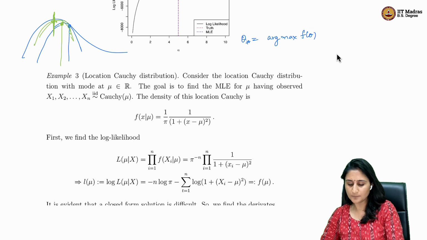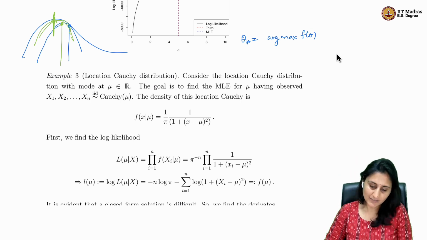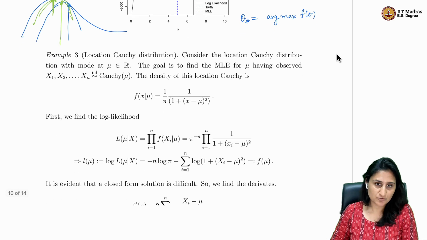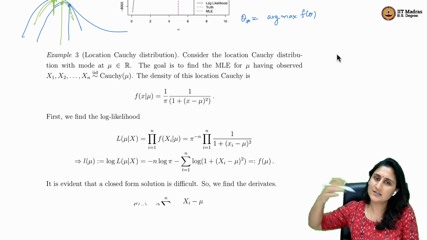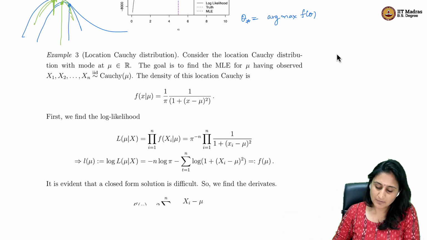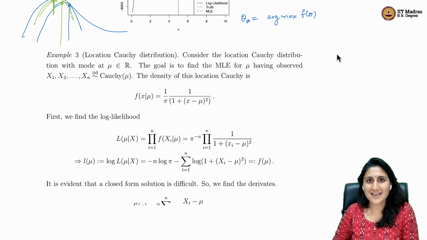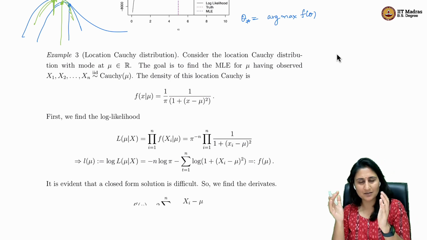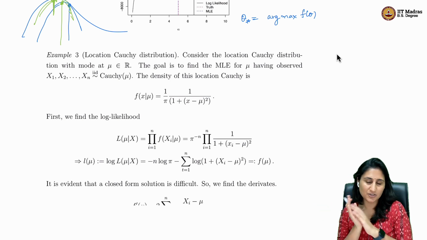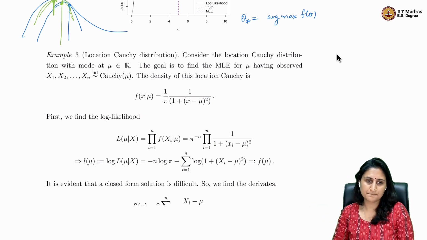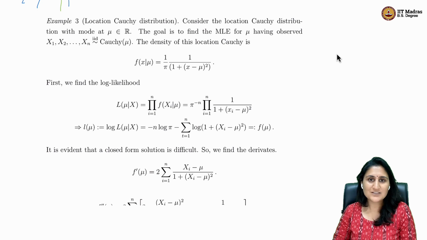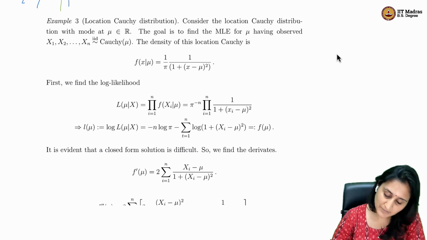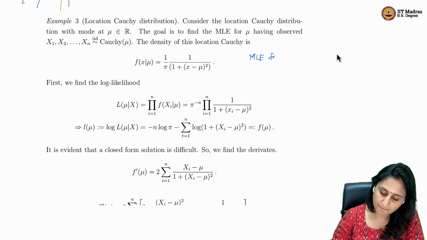Now, the density of such a location Cauchy can be written as f of x given mu. I'm using given mu to indicate that given the true mode mu, this is the density. So it's 1 over pi, times 1 over 1 plus (x minus mu) squared. So we're basically taking our density function and shifting it by mu units. Now this is our density function, so we can find the MLE for mu.